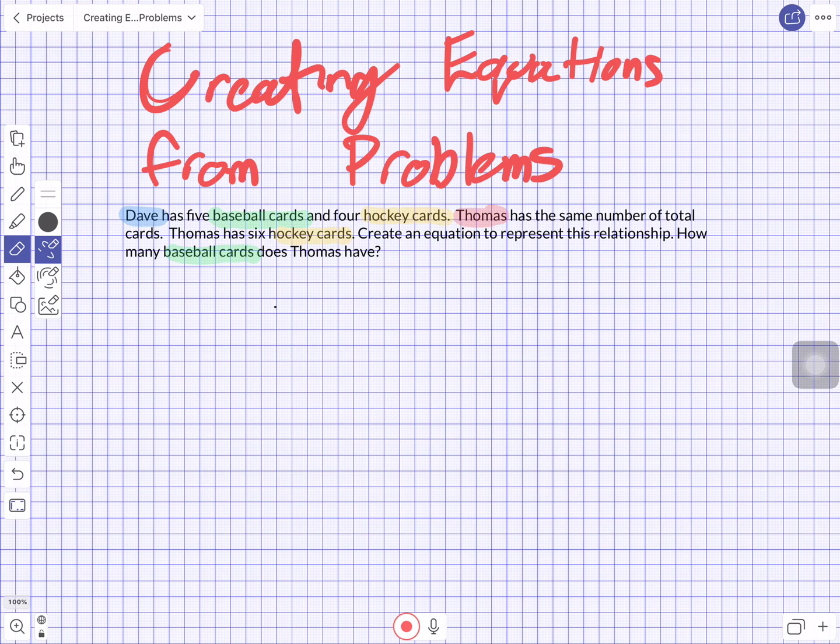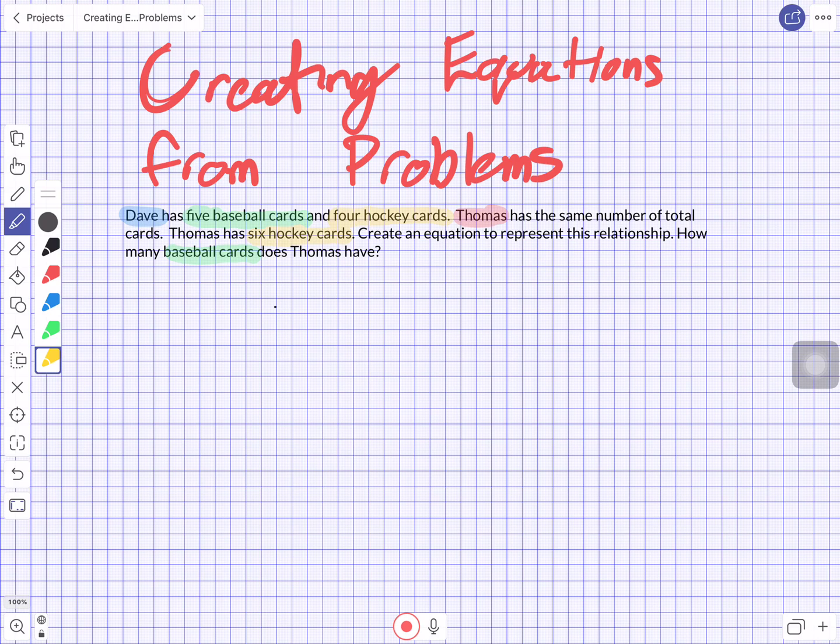So, I'm going to highlight a little more. It does tell us how many baseball cards Dave has. He has 5. Exactly. And how many hockey cards he has, 4. Great. How many hockey cards does Thomas have? 6. Great. And baseball cards? We don't know. It doesn't tell us in this question. But we know he has the same total number of cards. So that's going to be important to figure out.